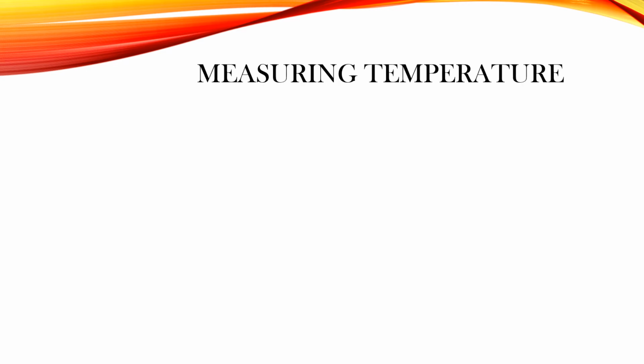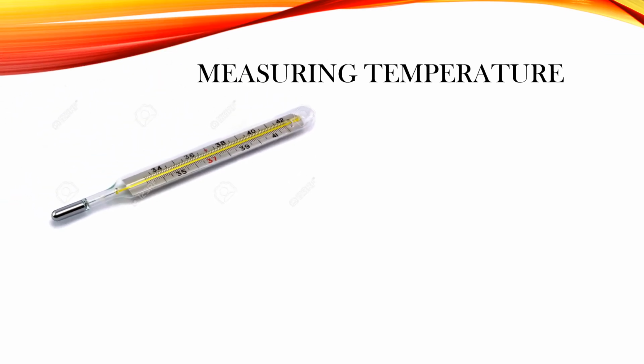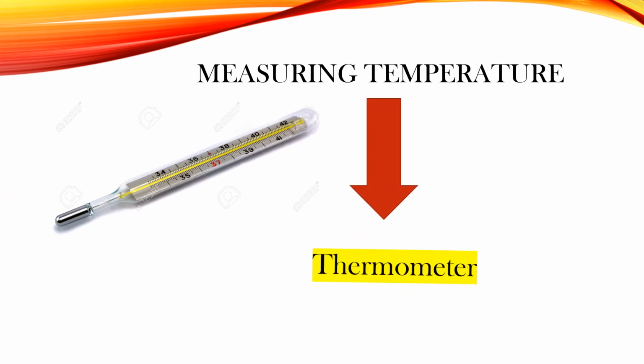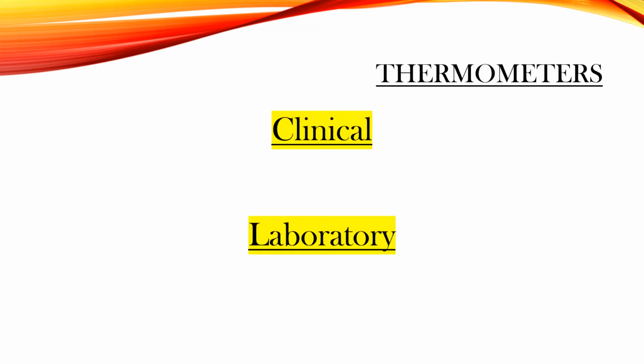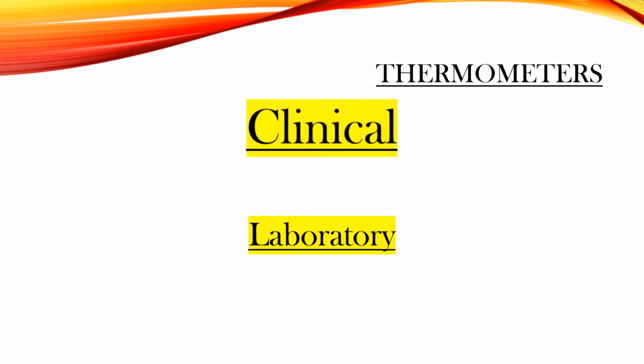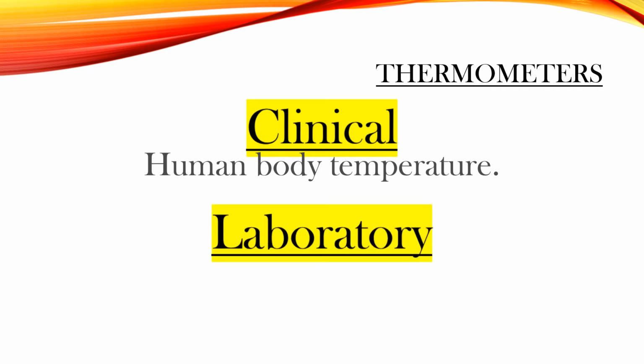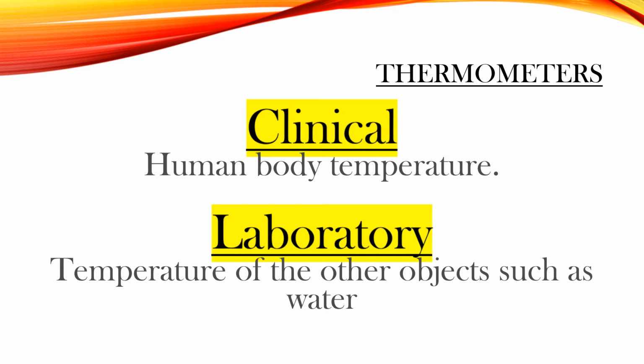Recall that when you or someone else in your family has a fever, the doctor always checks your temperature using an instrument. What is that called? Oh, it's a thermometer. So a thermometer will tell you how hot an object is. Thermometers are of two types, basically clinical thermometers and laboratory thermometers. Clinical thermometers are used to measure human body temperature, and laboratory thermometers are used to measure the temperature of other objects, say for example water.